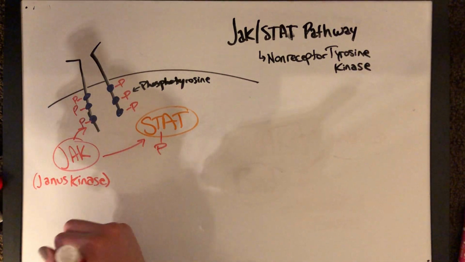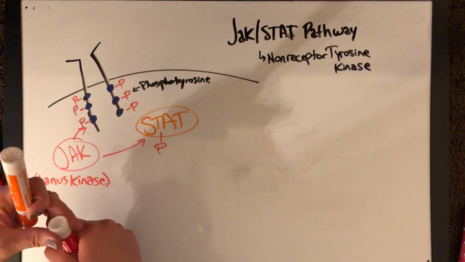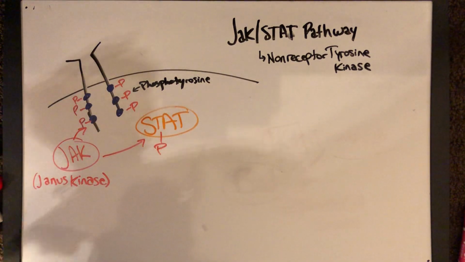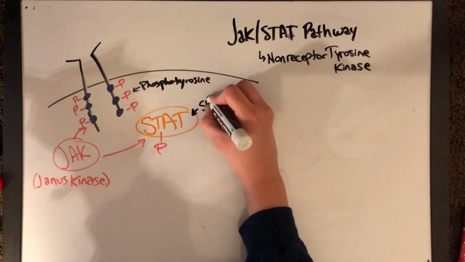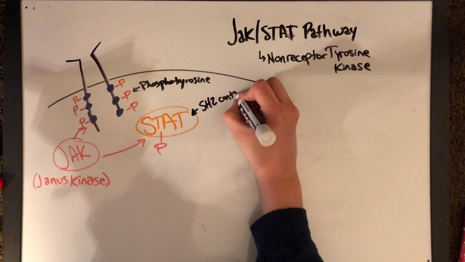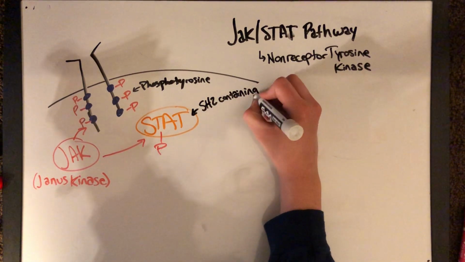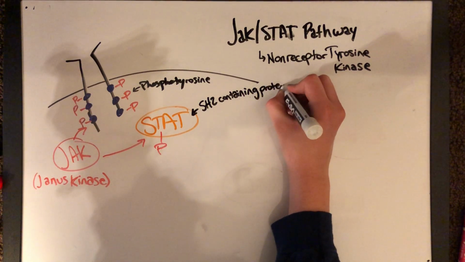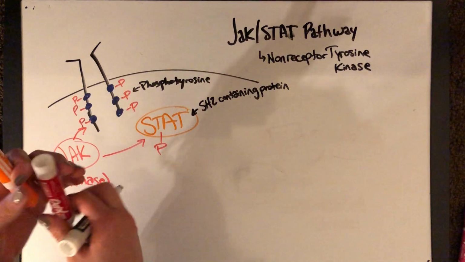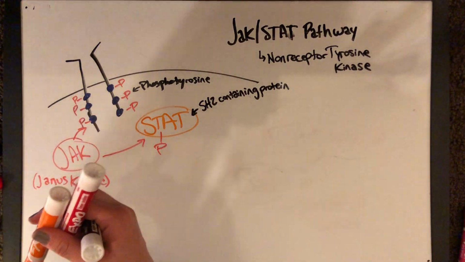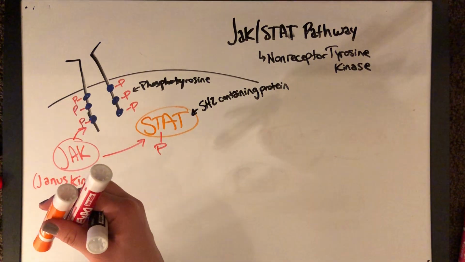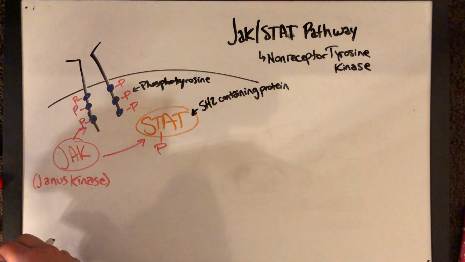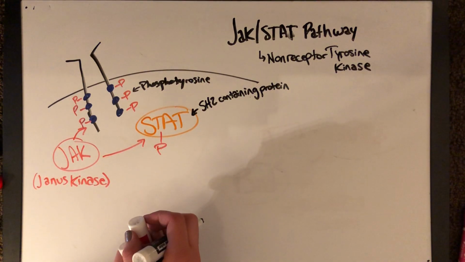Okay. So we know that, just a side note, STAT is an SH2 containing protein. He likes those little details. Remember our GRB2? Let me double check on that. Yeah, GRB2 from the RAS-G protein signaling was a different SH2 containing protein that we talked about earlier. So anyway, STAT is an SH2 containing protein.